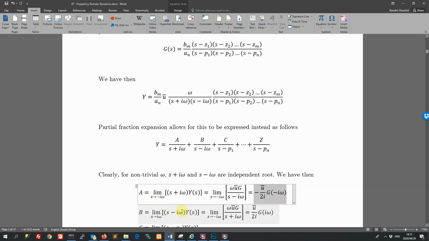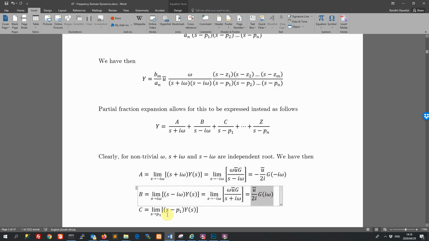Similarly for B, we multiply by s minus I omega to get rid of this one, and then we apply s equals I omega. So we'll get here 2I omega, and then this is g. And so we can just say g of I omega. And that's what we get for B right there.